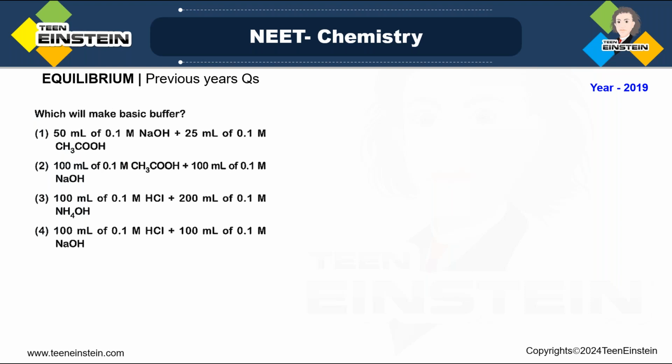Which will make a basic buffer. So here total 4 combinations are given. So one by one, if we solve it, we will be able to understand. It is a mixture of NaOH and CH3COOH. Now we know when we have volume in ml and molarity is given, if you directly multiply these two, you get the value in terms of millimole. And this is the way the calculation becomes very easy. So just do it. 50 into 0.1 is 5 millimole. So initially you have 5 millimole of sodium hydroxide, and 25 into 0.1 means you have 2.5 millimole of acetic acid.